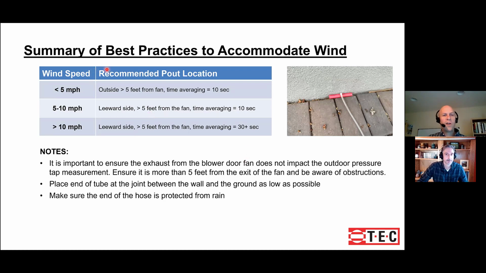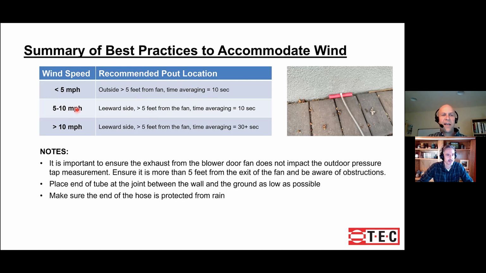So just an overall summary of best practices that Gary talked about in his webinar. If wind speeds are less than 5 miles an hour, you basically just have to get the outside pressure reference outdoors, but not near the fan. We don't want the air from the fan to be hitting the outside tap. And the time averaging period of 10 seconds is perfectly good.